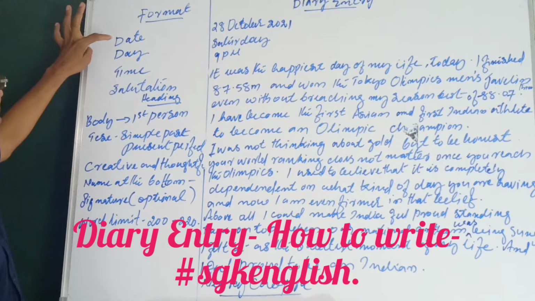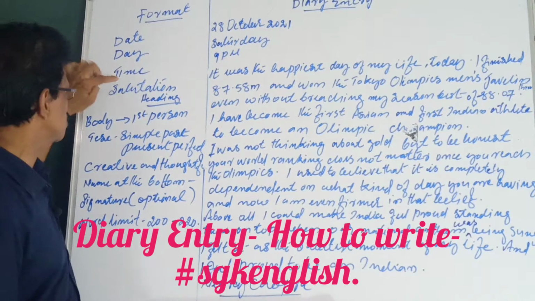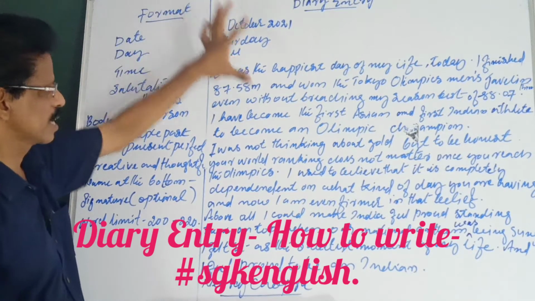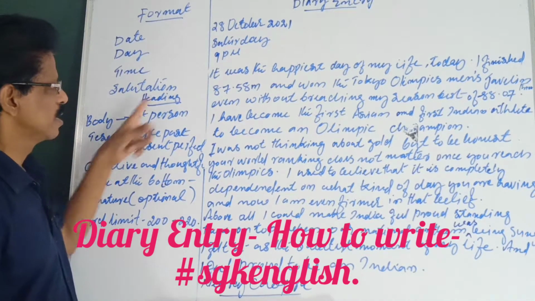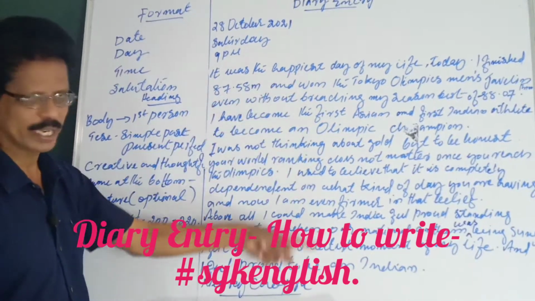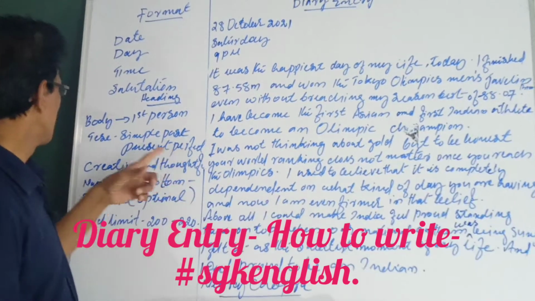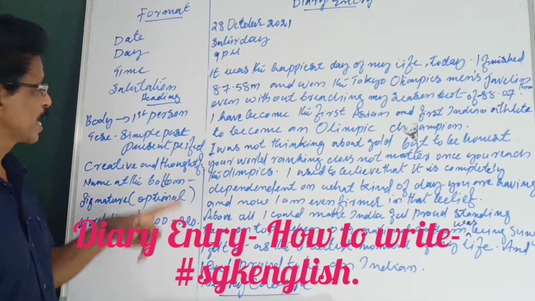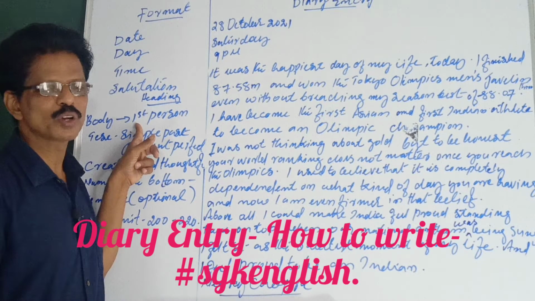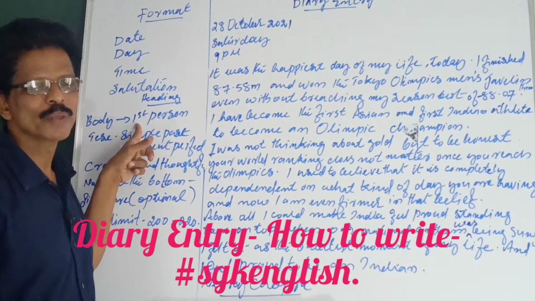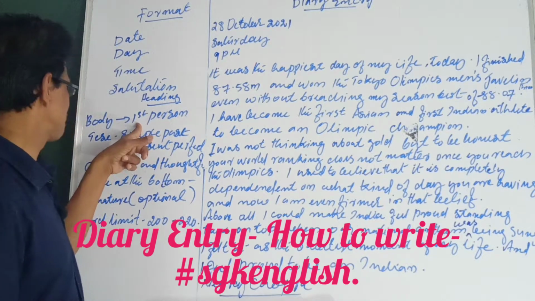I repeat once again, date, day, time, salutation, then comes something about heading, then the body of the diary. You see, diary writing, diary entry. This is it. And remember, it should be in first person. You are expressing your viewpoints, your feelings, your emotions and all. It should be in first person.